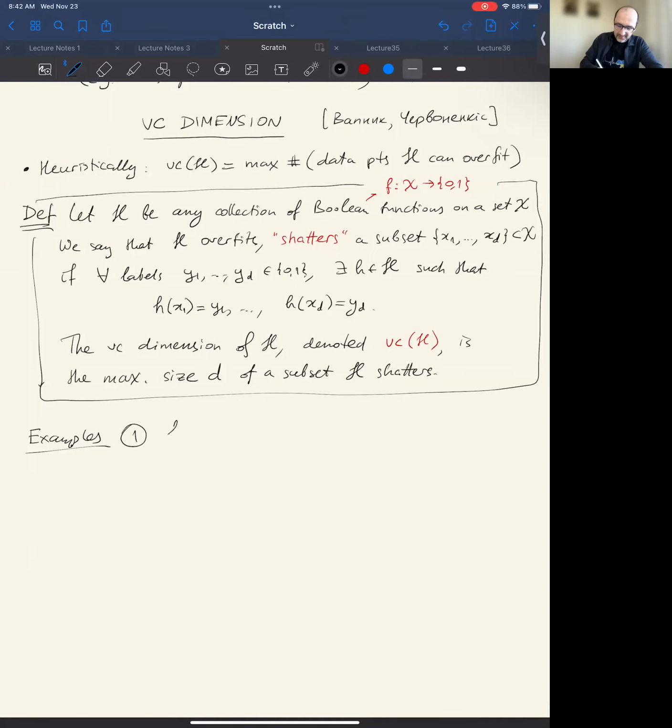First example. Just take one function. By this one, I simply mean the function that takes value 1 for any x, just a constant function. Take a constant function. What's the VC dimension of the class of one function?